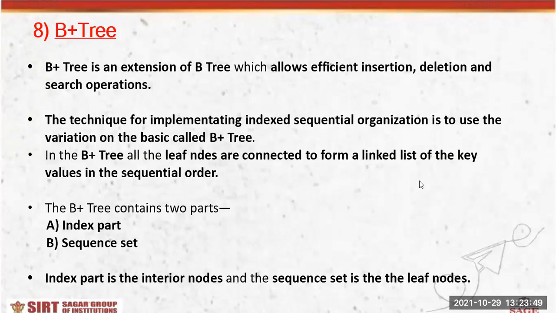Now what is a B plus tree? It is an extension of your B tree basically, and it follows the insertion, deletion, and searching operations simultaneously. Or you can say if you have inserted and you want to search something, you can do the operation on that particular B plus tree. So it is an index sequential organization.